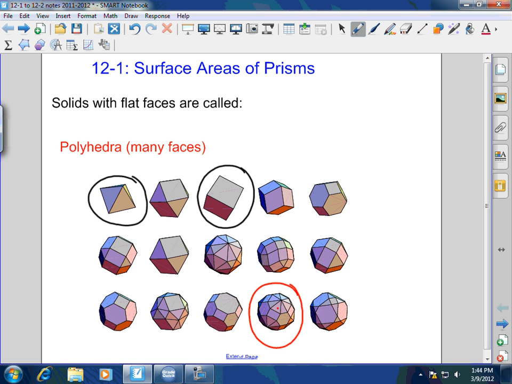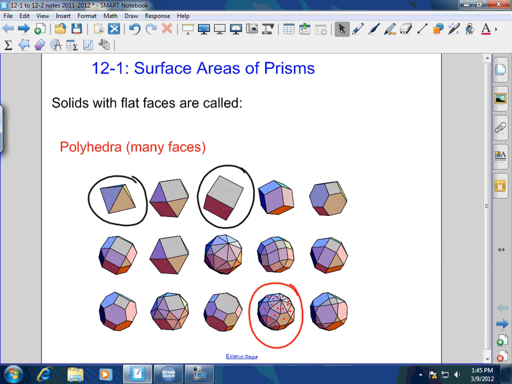That's a triangle. That's a square. That's a hexagon. That's a square. That's a hexagon. That's a square. That's a triangle. It's made up, I promise you, of flat-faced little polygons.